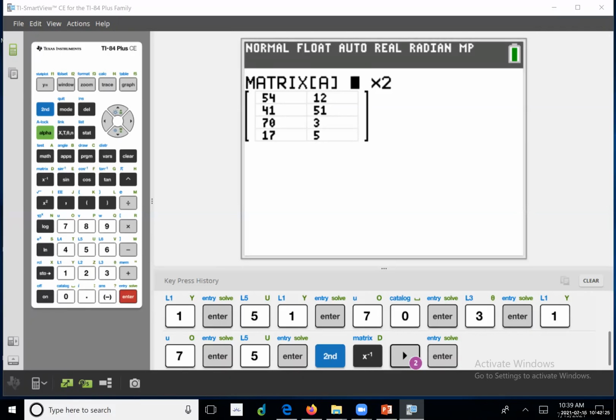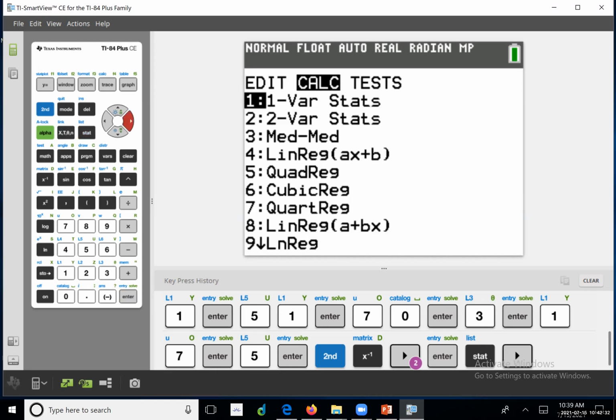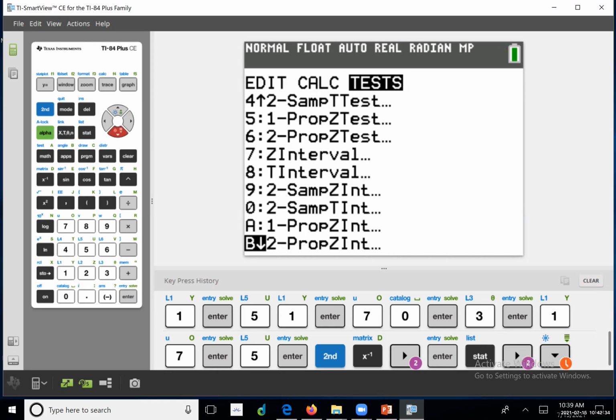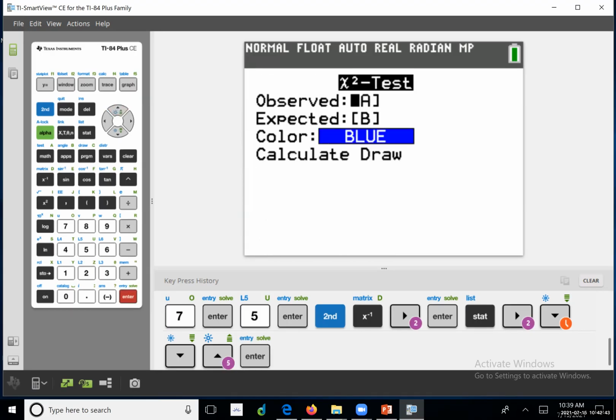Okay. So now, I hope you all got that part. You go to stat. You go to test. You go all the way down to chi-square test. It says observed in A. Expectation, they're going to automatically write the program and put it in B for you. Then you go and calculate.